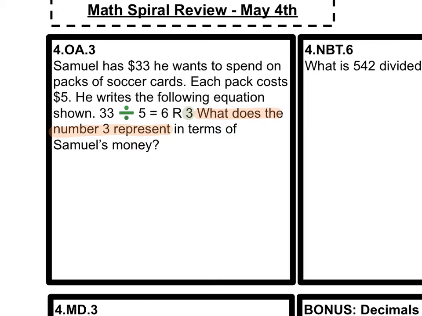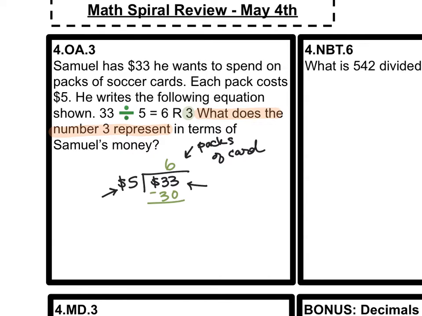So when we're doing the division problem, what we would have said is $5 going into $33, meaning each pack of cards was $5 and he has a total of 33. So this number up here is going to be packs of cards that he can buy. Okay, so I'm going to go ahead. 5 fits into 33 6 times. 6 times 5 is 30. Subtract, and you have 3 left.